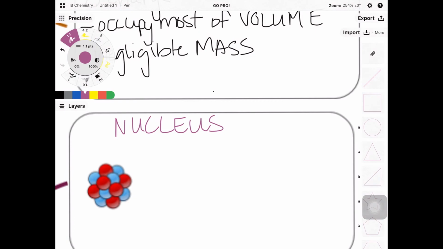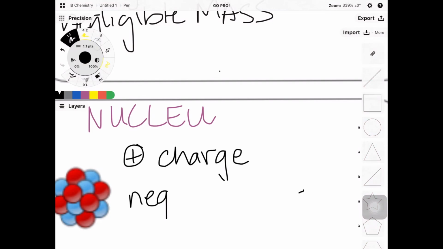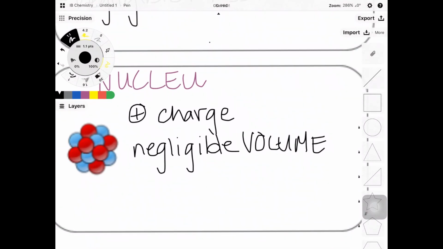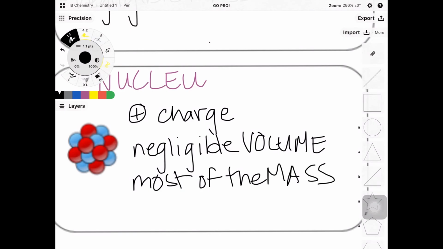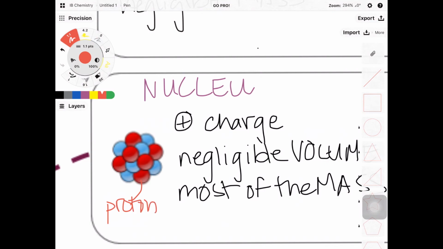Inside of our atom, in the very center, we have our nucleus. It's made out of protons and neutrons. It has a positive charge. However, it does not take up that much space. So we say it has a negligible volume, but it takes up most of the mass. So most of our mass in our atom is due to the protons and neutrons. When we're talking about protons and neutrons together, we can refer to them as nucleons.